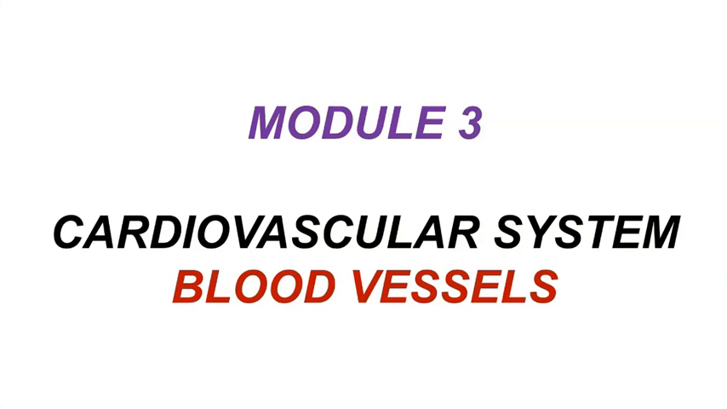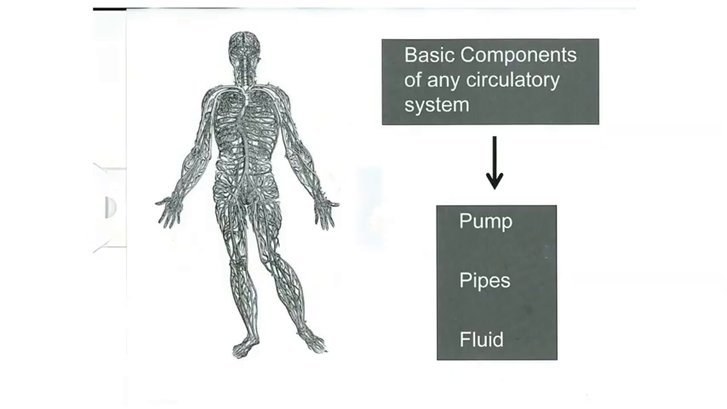In Module 3, we will discuss the structure, the function, and the physiology of the blood vessels. Any circulatory system, that is, man-made circulatory system or biological circulatory system, consists of three basic components: a pump, a series of pipes, and a fluid. In biological circulatory systems, we saw that the fluid is blood, the pump is the heart, and the pipes are the blood vessels.